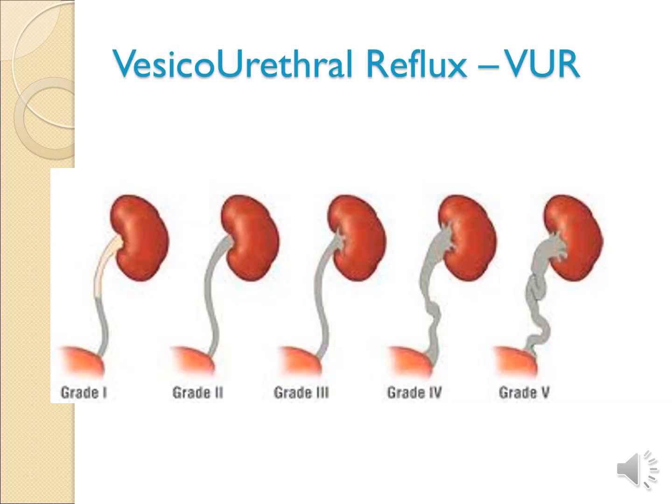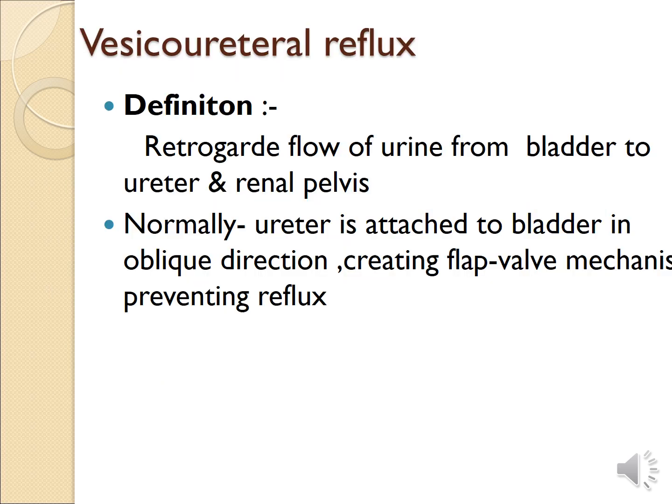Now come to the last condition, that is vesico-urethral reflux. This means retrograde flow of urine from the urinary bladder to the ureter and renal pelvis. From down to up it is going, so it carries ascending infection. Normally the ureter is attached to the urinary bladder in an oblique direction, creating a flap valve mechanism. So this prevents reflux.